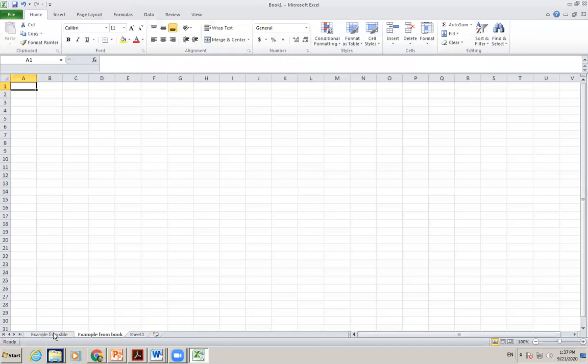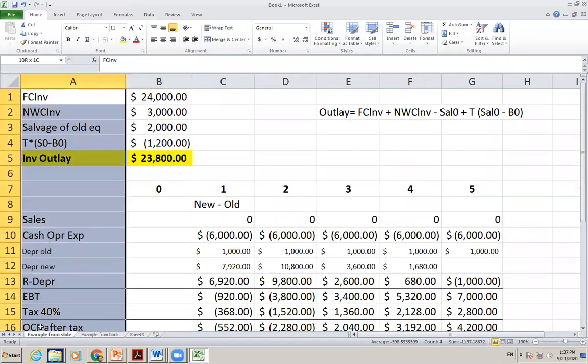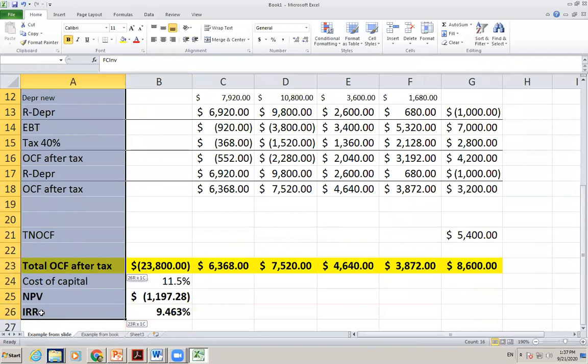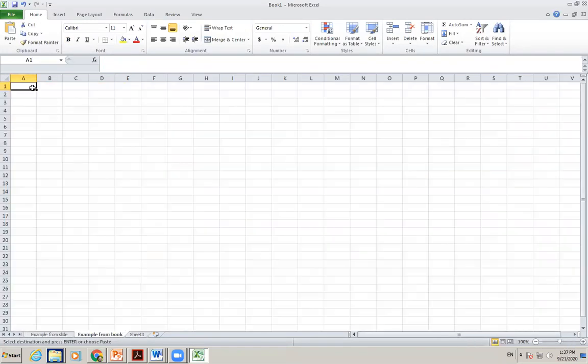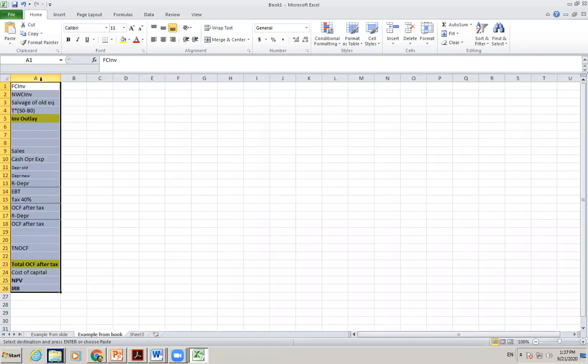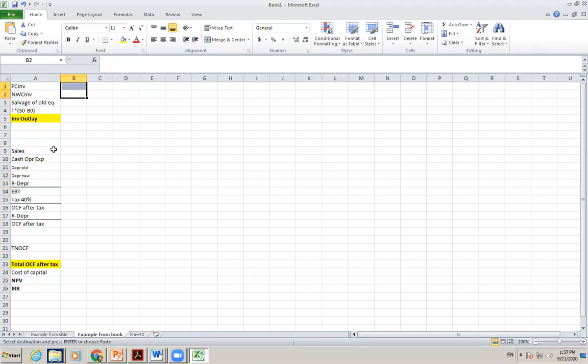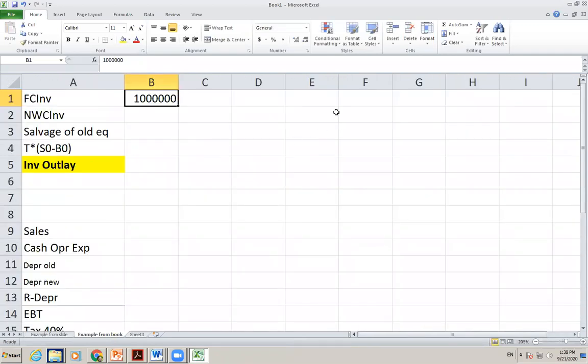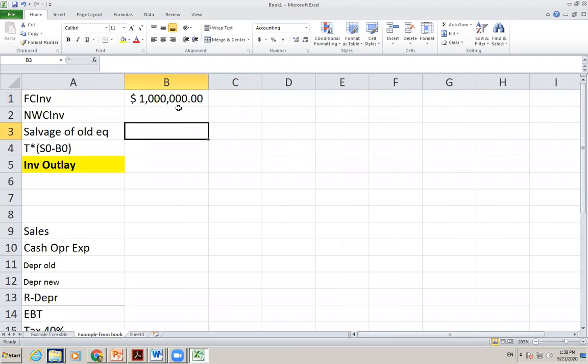So what I'm going to do, I'm just going to copy this instead of just writing it from the beginning. Okay, I'm just copy it here. So my investment in fixed capital is equal to 1 million. I'm going to dollarize it and make it bigger. Okay, 1 million. Investment in net working capital was 80,000. It's given in the book here.